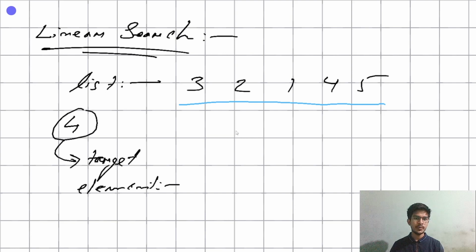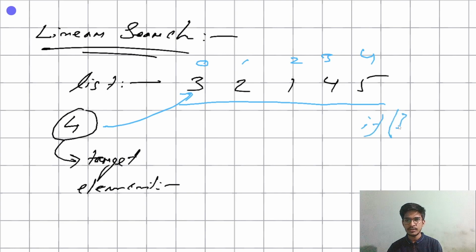So if we want to search for the 4, what it will do first is start from the first index. The indexing is 0, 1, 2, 3, and 4. Of course, the index starts from 0 to n minus 1 in a list or an array. So for the 4, it will first compare with 3. It will check whether the target element is equal to the list element.